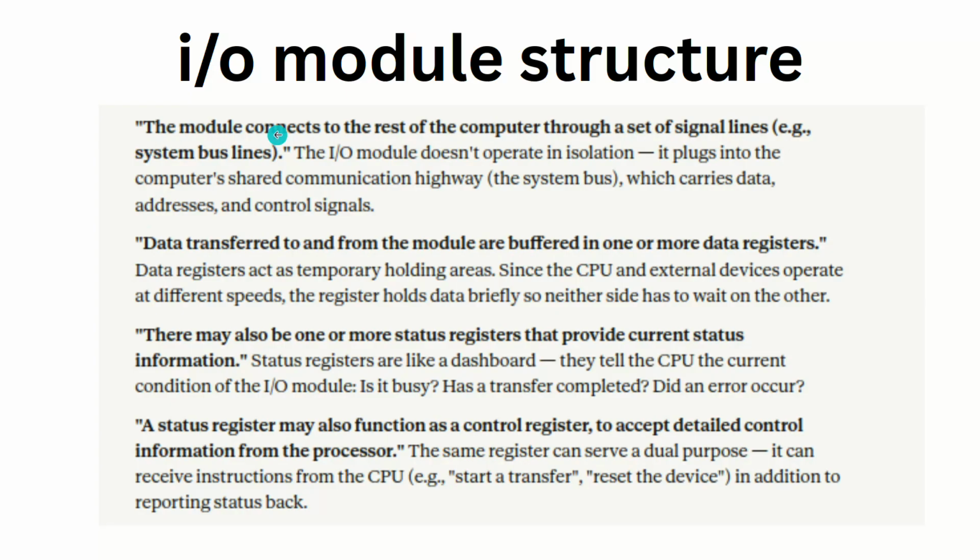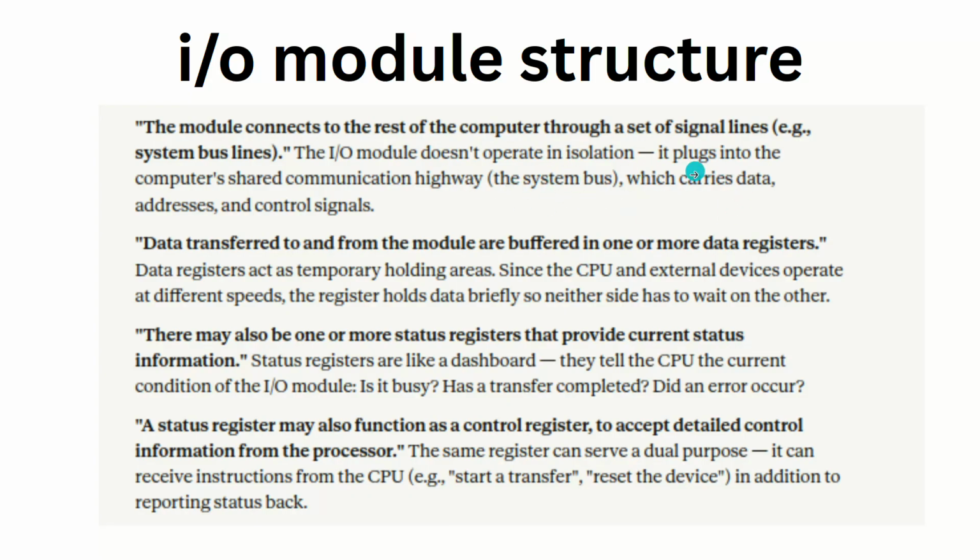We know what an IO module is: the module that is connecting to the rest of the computer. Now, how is it connected to the rest of the computer? We have already said there are different system buses, that is, a set of signal lines. So the IO module doesn't operate in isolation. It plugs into a computer's shared communication highway, that is the system bus.